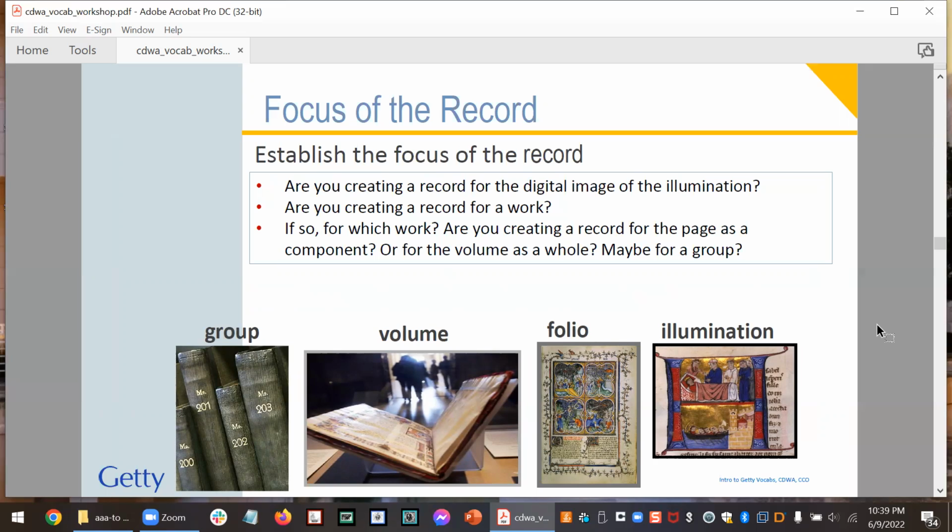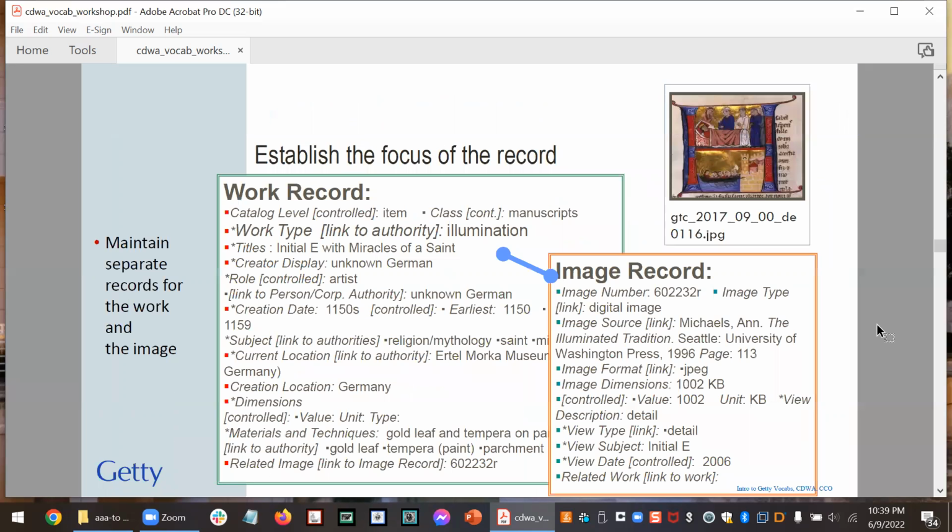Is it the group of volumes in this case? Is it one volume? Is it a folio in the volume? Or maybe it's even an illumination on a page of the folio. So once you establish that, all the information in that record should reflect this classification. Also, this just illustrates always keep the image information separate from the work record information if you can.